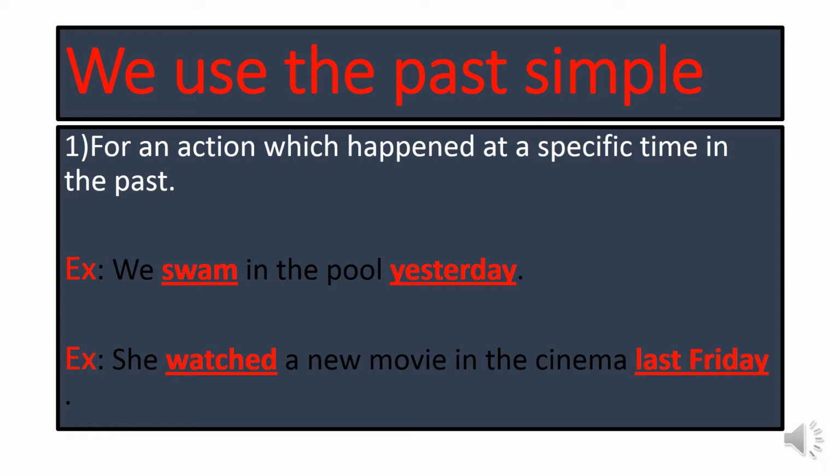Let's read the example. We swam in the pool yesterday. Here, the action of swimming in the pool happened yesterday. That means the action of swimming happened yesterday and finished. The next example, she watched a new movie in the cinema last Friday. Here, the action of watching the movie happened last Friday and finished.